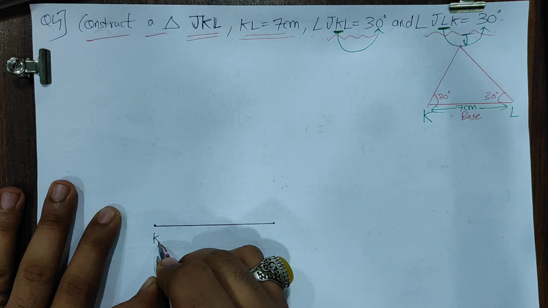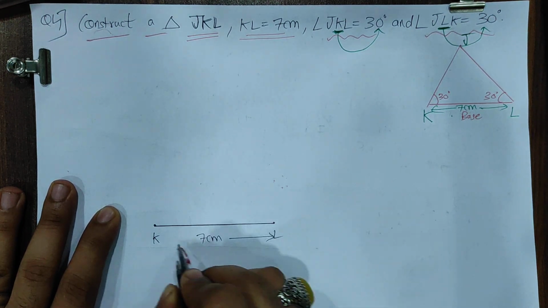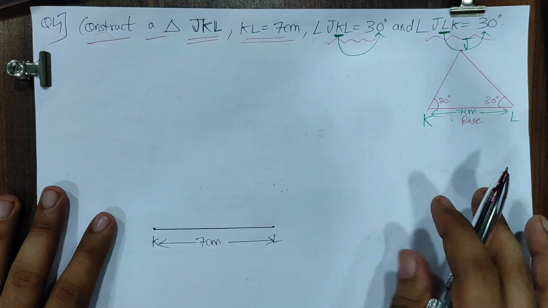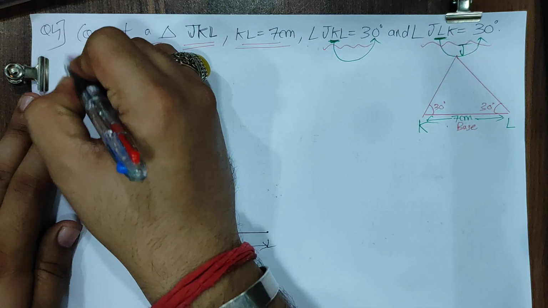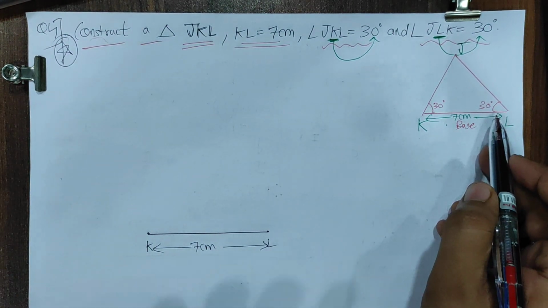This is K, this is L, and it's 7 centimeter on the spot. Don't say that afterwards I will do. No, on the spot you do it. This is 7 centimeter. Okay, now listen very carefully. Very interesting sum. I'll mark a star over this sum. I want 30 degree at K. I want 30 degree at L.